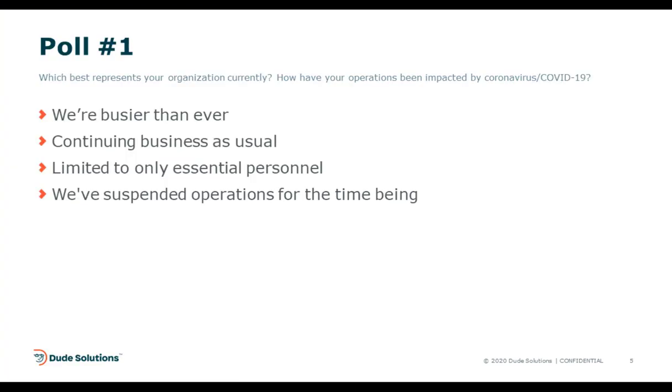So we're going to start right off the bat with a poll. On your screen, you will see some questions appear. So if you could take a moment to answer that, which best represents your organization currently? How have your operations been impacted by COVID-19? It ranges from we're busier than ever, continuing business as usual, things maybe haven't changed a whole lot for you. Maybe you're more diminished, you're limited to essential personnel and you're in reduced operations mode. Or you're suspended, you're really in shutdown or close to shutdown mode.